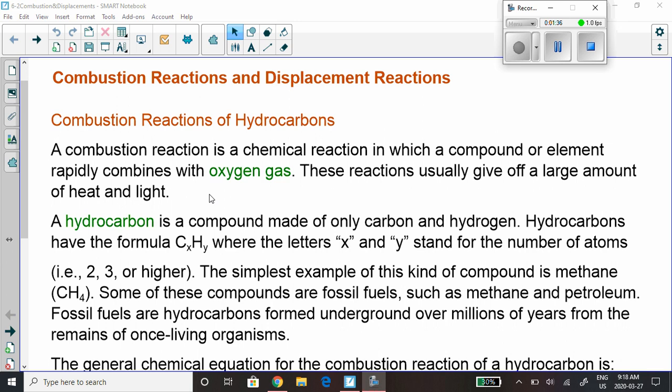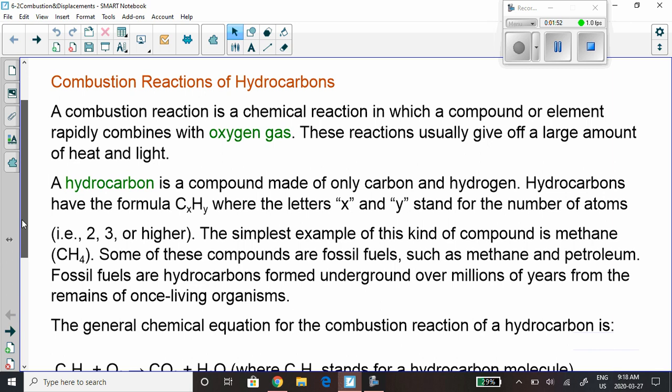So usually, as you know, when you've seen wood burn or fuel burn from propane, maybe in a barbecue, or the Bunsen burner in a science class, you get heat and you get light. Now, one of the most common things that we as human beings burn are hydrocarbons: fuels, gasoline, propane, things like that. A hydrocarbon, just like the word says, is a compound made of only carbon and hydrogen.